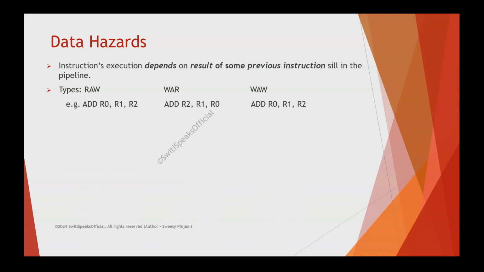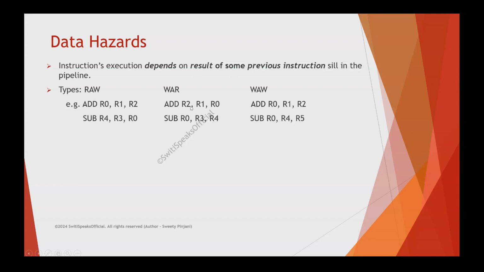Let's see some examples. We have an add instruction and a subtract instruction. Here, what is happening? I am writing a value to R0 in the first instruction, and in the second instruction I want to read the value of R0 to perform this subtraction operation. But when this is in the execute stage, the first has not yet completed write back, so the value of R0 is old. That is why it's a data hazard.